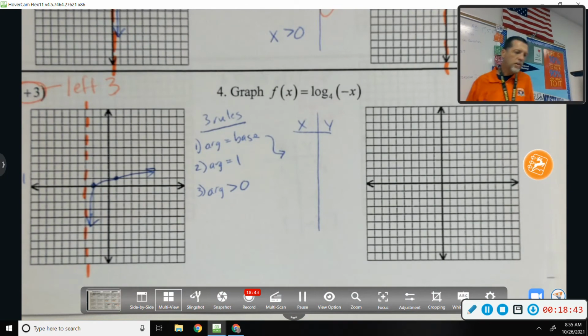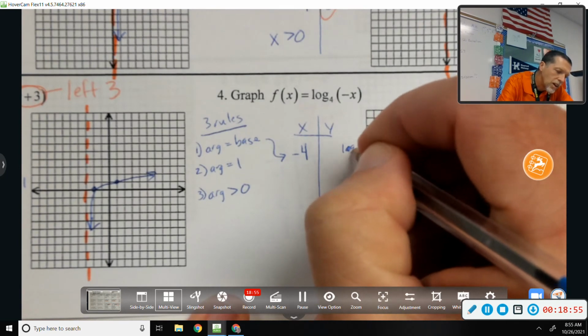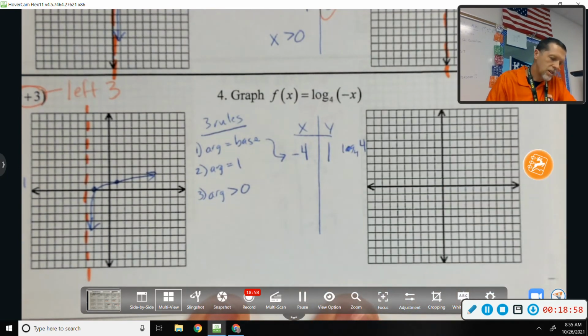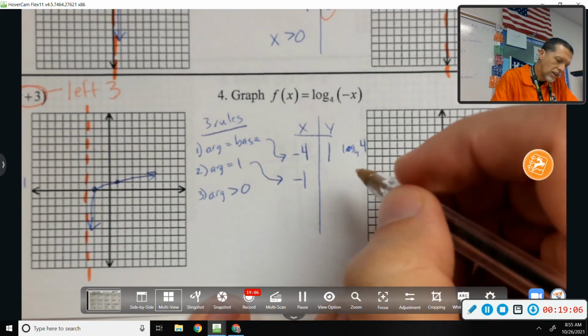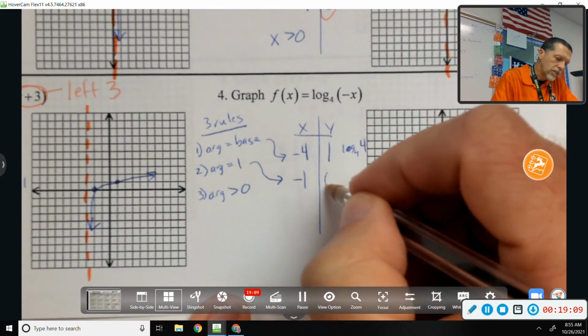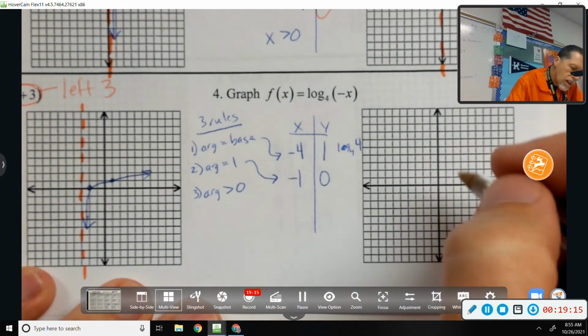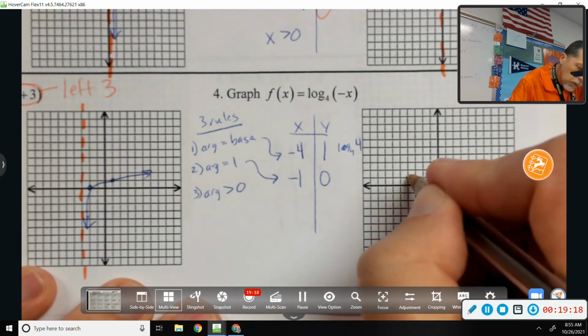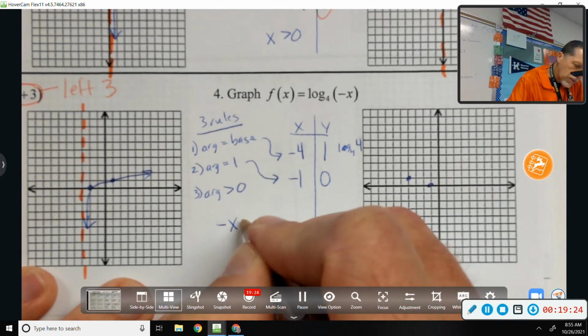Alright, if I want the argument to equal the base, what does x need to be? Negative 4. And then log base 4 of 4 is 1. If I want the argument to equal 1, what does x need to be? Negative 1. And the log of 1 is 0. So negative 4, 1. Negative 1, 0. And the argument has to be greater than 0.